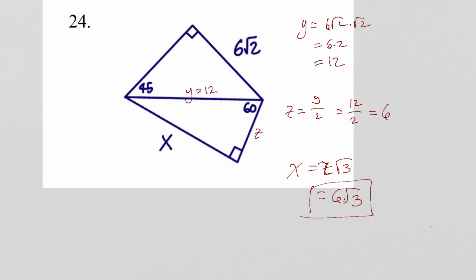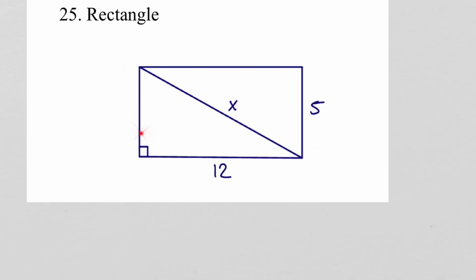Sorry about that. If this is 5, this has got to be 5. And then you see we have one of the most famous Pythagorean triplets. This is a 5, 12, 13 triangle. So this right here is the 13 side. So I can say that x is equal to 13 right off the bat.